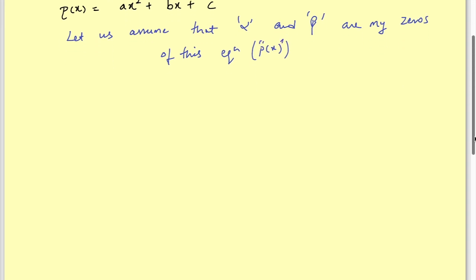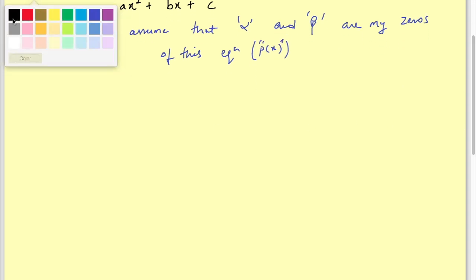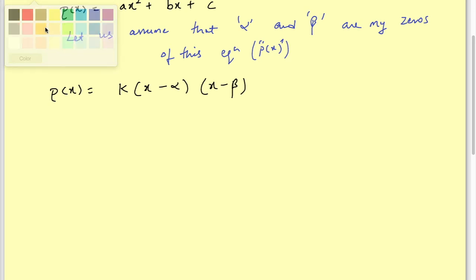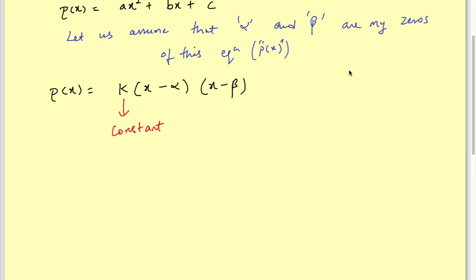That is p of x. Okay, so p of x can be written as k of (x minus alpha) and (x minus beta). Now what is k here? K is some constant.